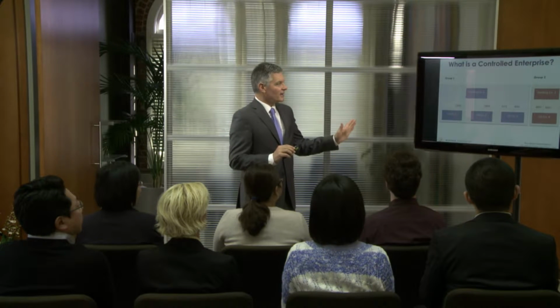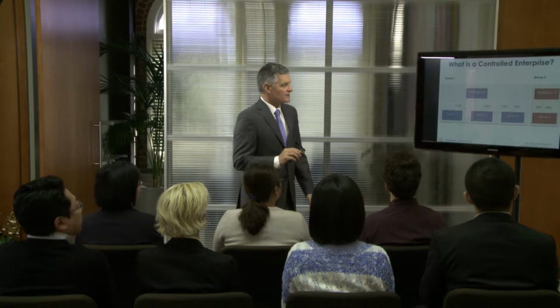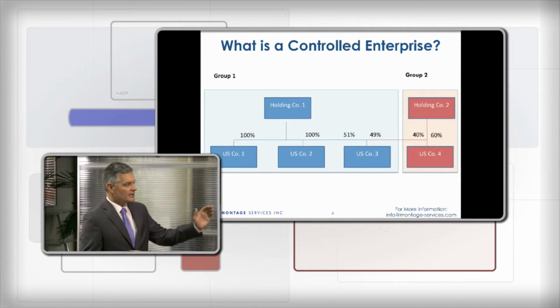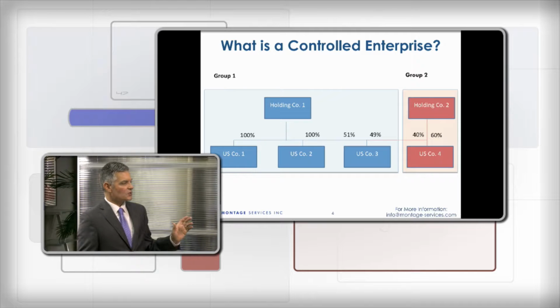So a controlled enterprise is the starting point of a transfer pricing discussion. What is a controlled enterprise? It is a company that has a related party, which is generally denoted as one which is greater than 50% owned. In this example, on the left, we have Group 1, which has 3 related companies. Why? Because they're all greater than 50% owned.